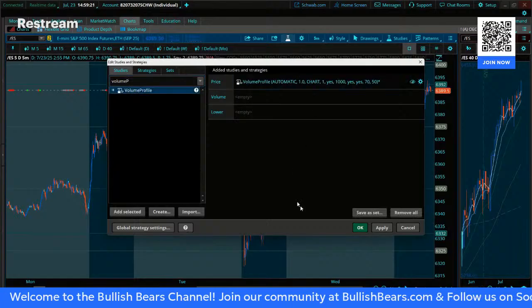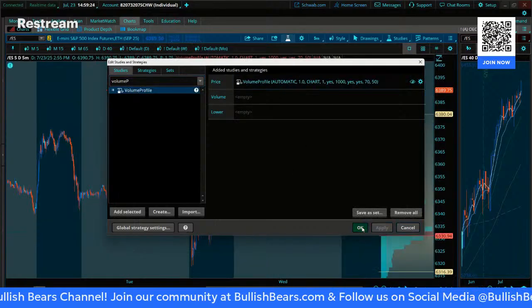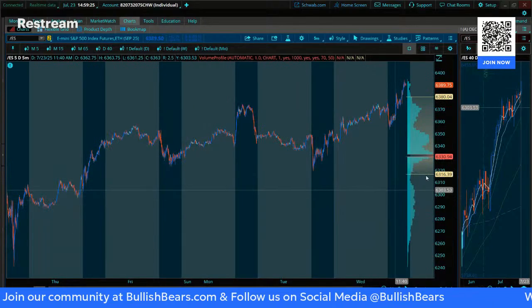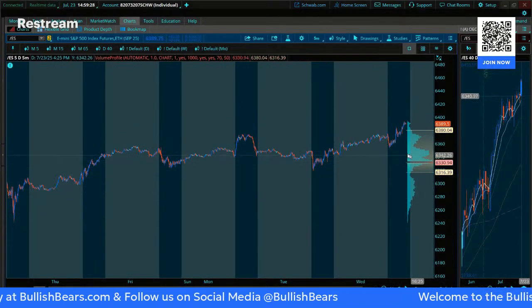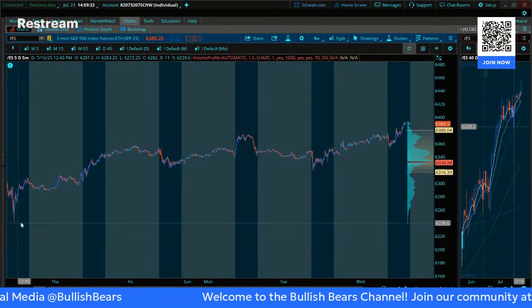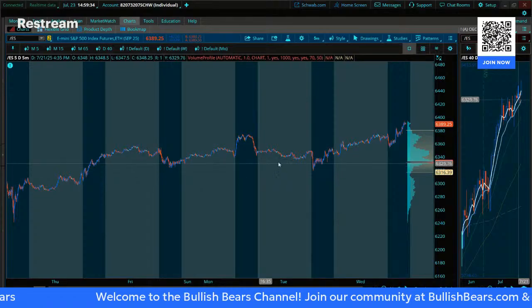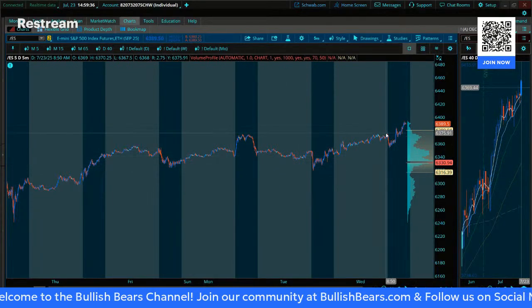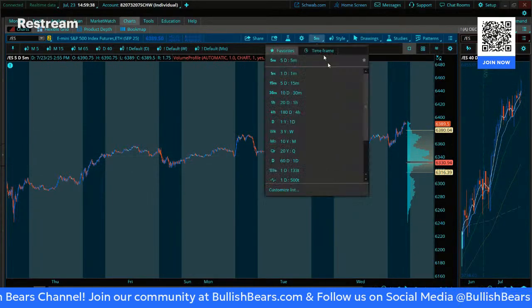So here's a basic everyday run of the mill volume profile. And as soon as you load it, it wants to go to the right side and it wants to look all the way back to here, right? And that's not really helpful. Sometimes we want to just have what do we got today? And there's a couple ways we can do that.